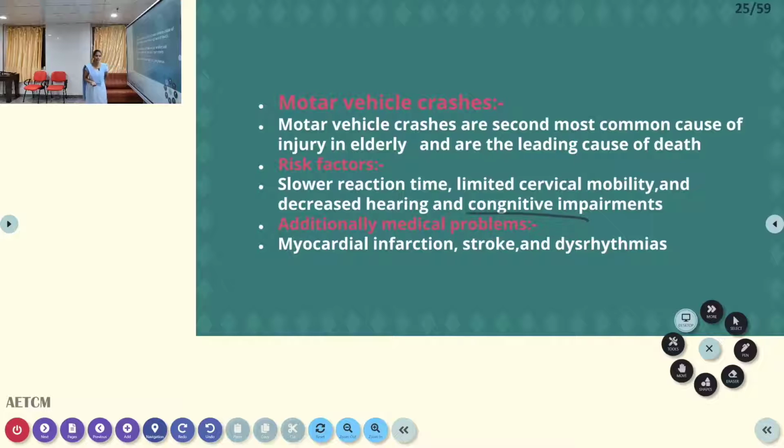Additionally, the patient may have medical problems. These are also some risk factors: myocardial infarction, stroke, dysrhythmias. So these are all the additional risk factors.